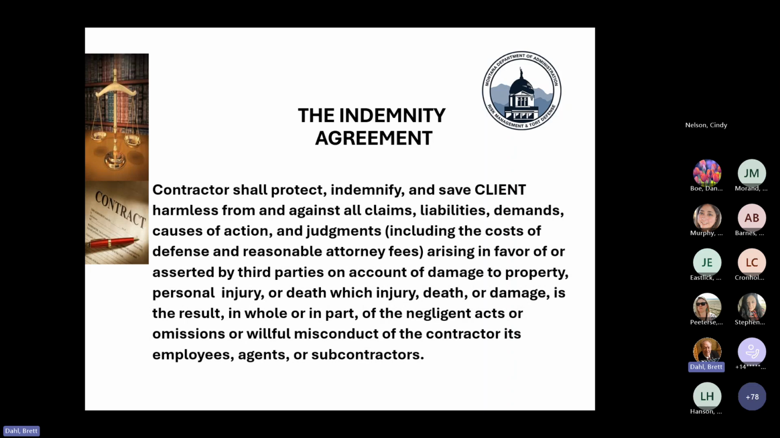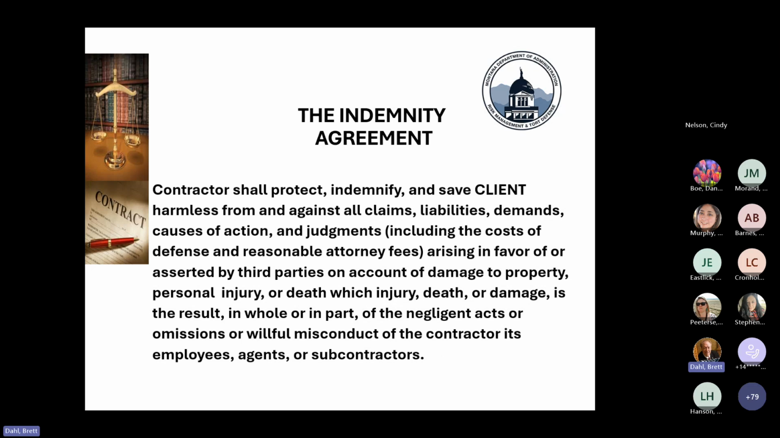The contractor shall protect, indemnify, and save the client harmless from and against claims, liabilities, demands, and causes of action and judgments, including the cost of defense and reasonable attorney fees, arising in favor of or asserted by third parties on account of damage to property, personal injury, or death, which injury, death, or damage is the result in whole or in part of the negligent acts or omissions or willful misconduct of the contractor, its employees, agents, or subcontractors. Gasp. I need to catch my breath.